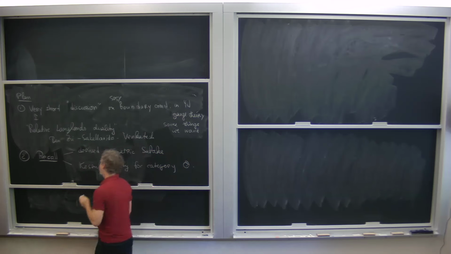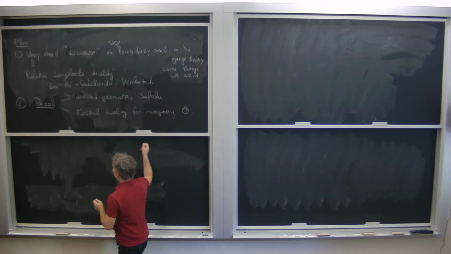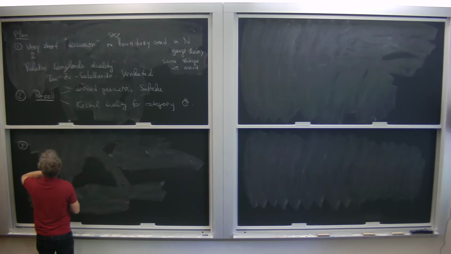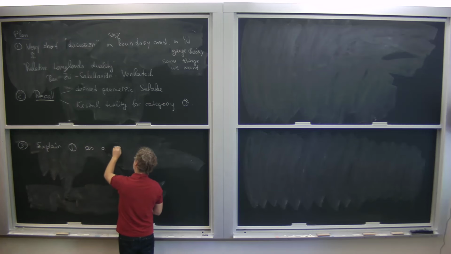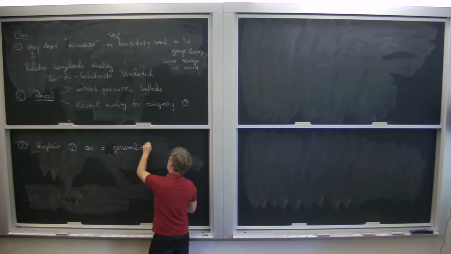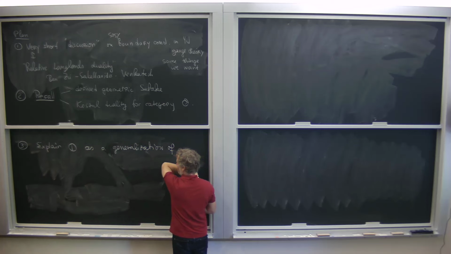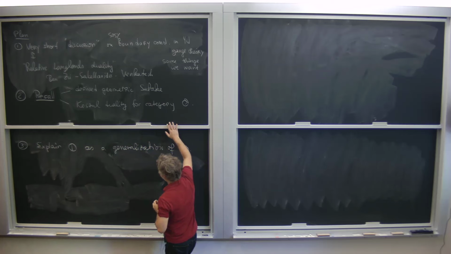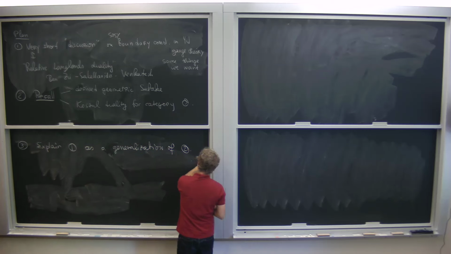and then number three is going to be to explain number one as a generalization of number two. Actually of derived geometric Satake, and then also in this context I want to discuss this Koszul duality for category O. So okay, that's kind of the plan.